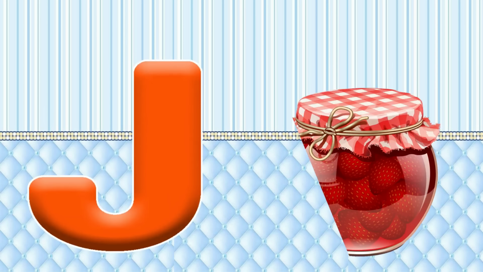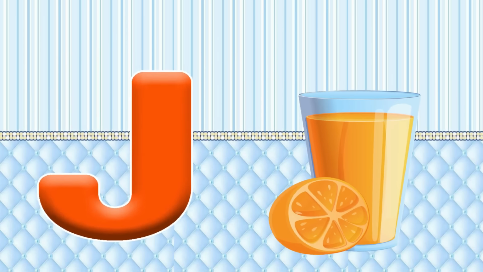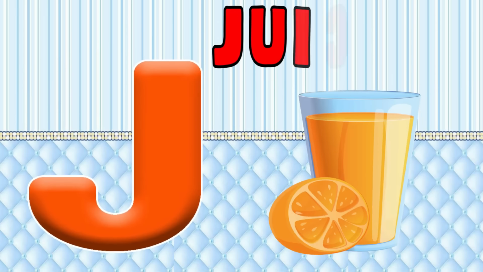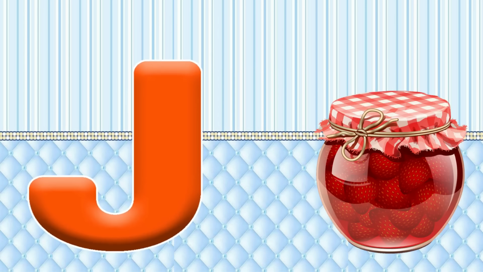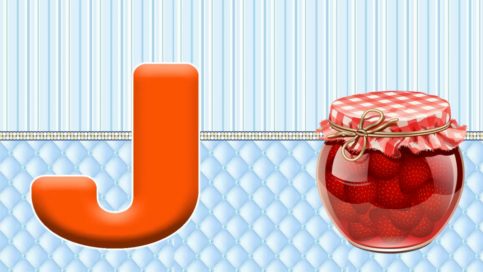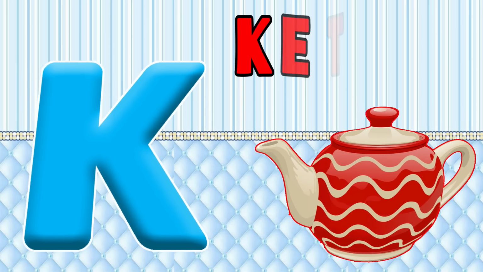J is for jar, j, j, jar. J is for juice, j, j, juice. J is for j, j, j, j, jar. J is for j, j, j, j, juice. K is for kettle, k, k, kettle.